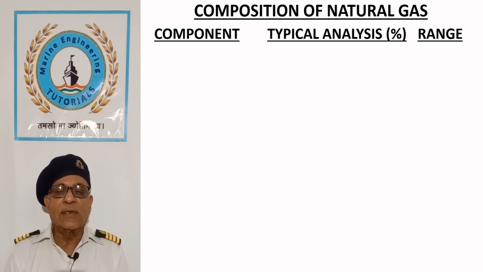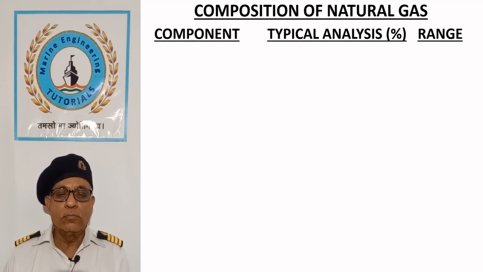Composition of natural gas. This table shows the average composition of natural gas used on ships. Natural gas was earlier used as fuel on liquefied natural gas carriers to deal with the cargo boil-off gas. Its use has recently started on other types of ships too, as it is a clean fuel and serves as an alternative to low sulfur fuel.